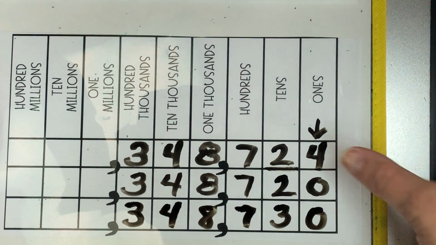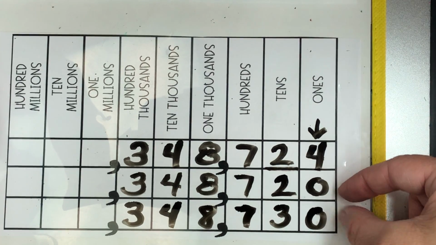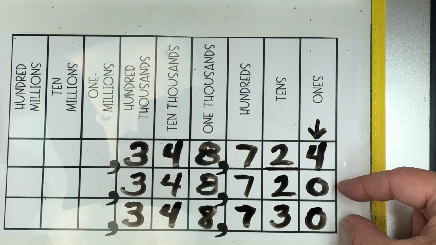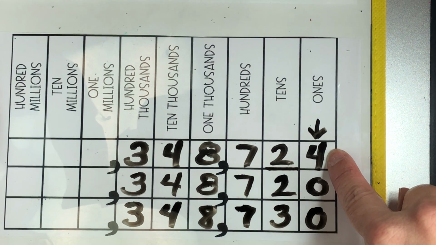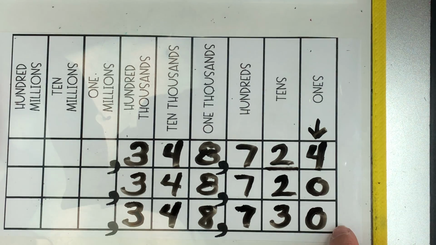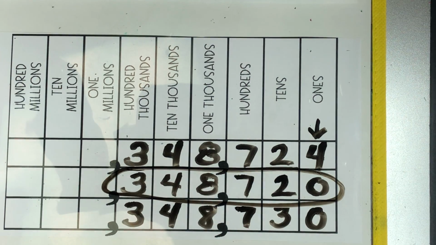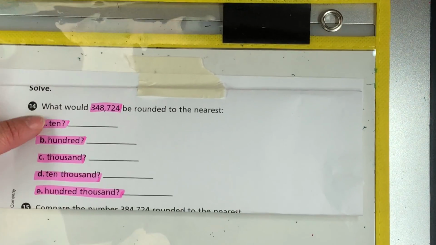And so what this is telling us is that this top number falls in between these two numbers, and they use the digit that has an arrow to determine whether they're going to circle the smaller number or the larger number. And since that's a 4, they will circle the smaller number.